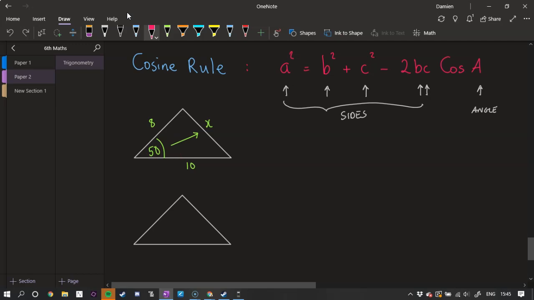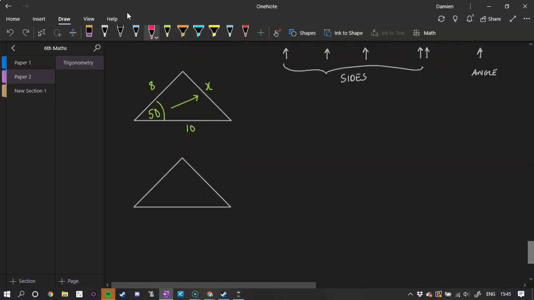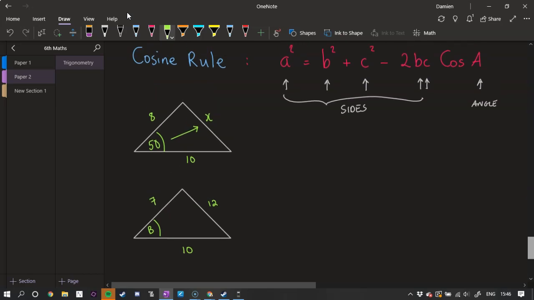So the other place you can use the cosine rule is in this second example. In the second example, this is a lot easier to understand. Let's say we have an angle here and we will call it B. We have a side of 7, a side of 12, and a side of 10. So if you have 3 known sides and an angle that's unknown, you would use the cosine rule here. They're the only 2 occasions that you're going to use the cosine rule.